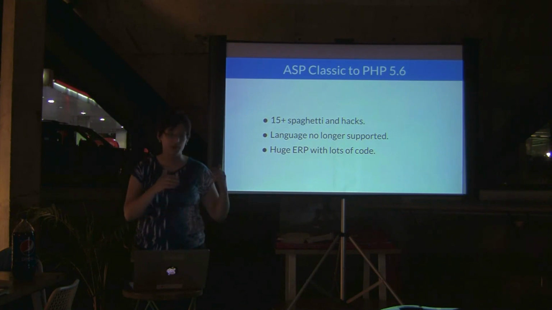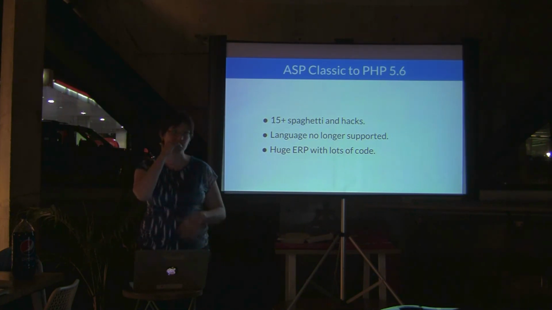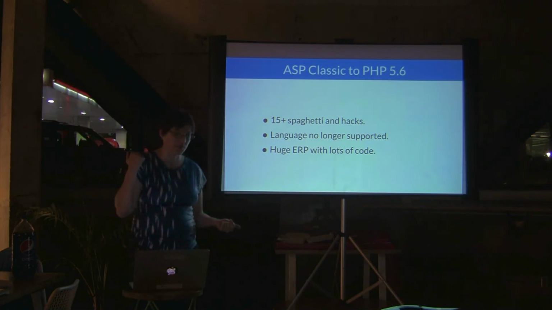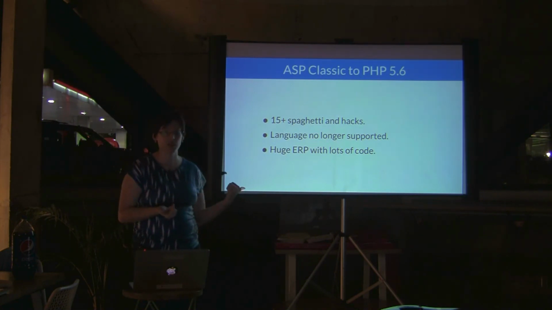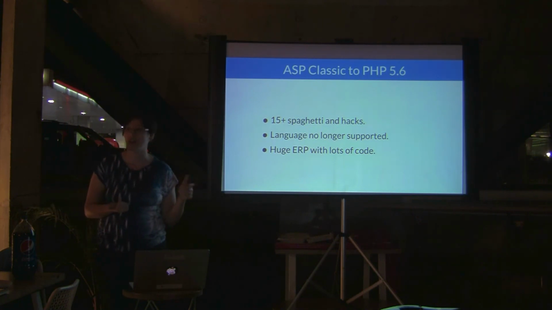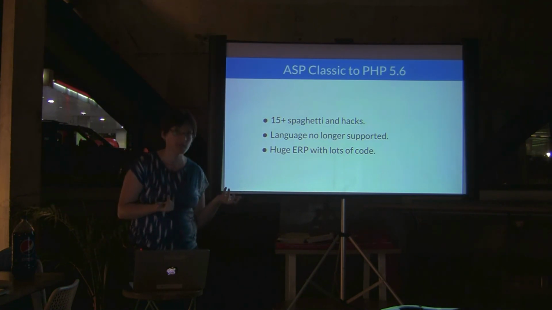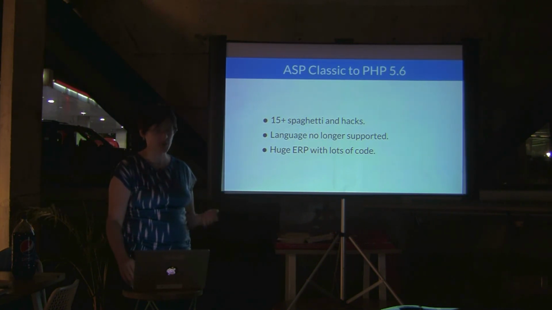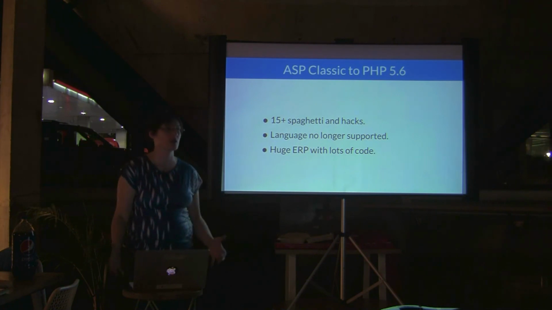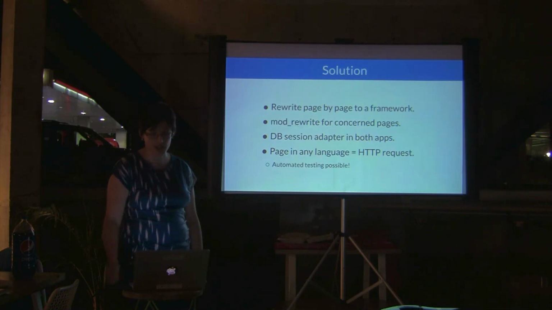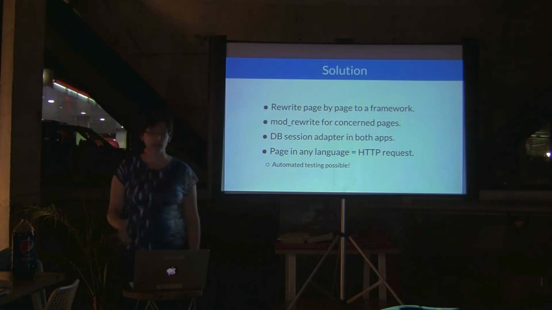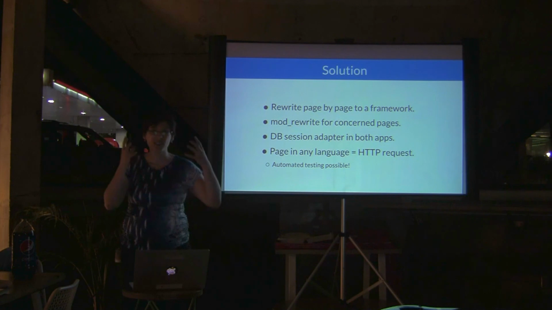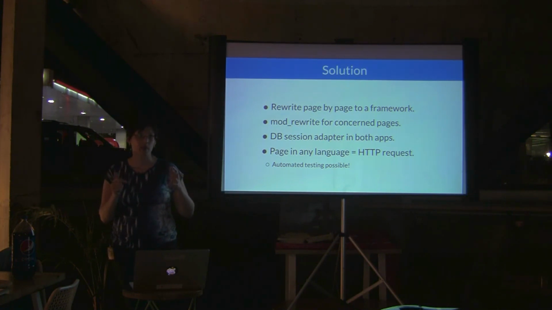So they wanted to move to, they didn't even want to do ASP.NET because it's already too different, might as well do it with PHP, they said. Back then it was 15-year-old code, now it's probably more like 20. That was a while ago. So yeah, the language no longer supported. It was this huge ERP with so much code, it was like a beast. It was really scary. So the solution was to rewrite page by page, once again, with mod rewrite for the concerned pages. So how does that really work, the rewriting of page by page?